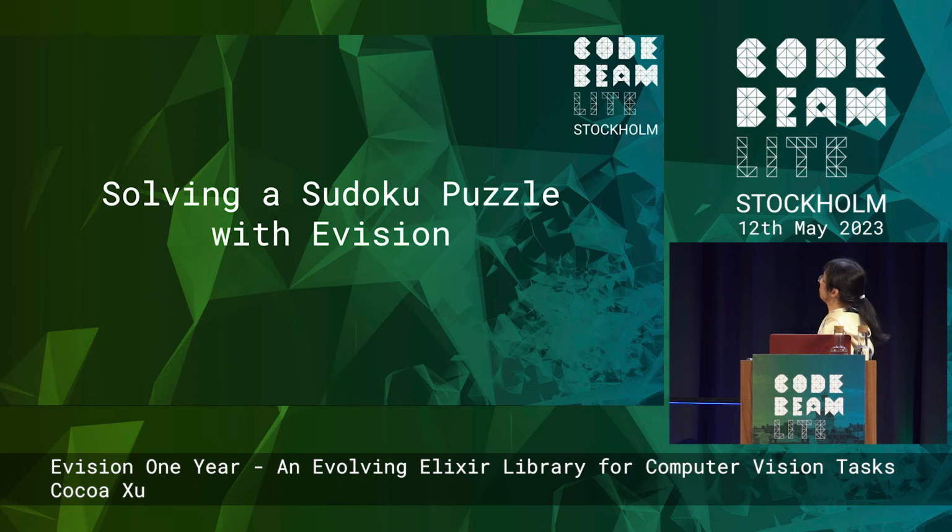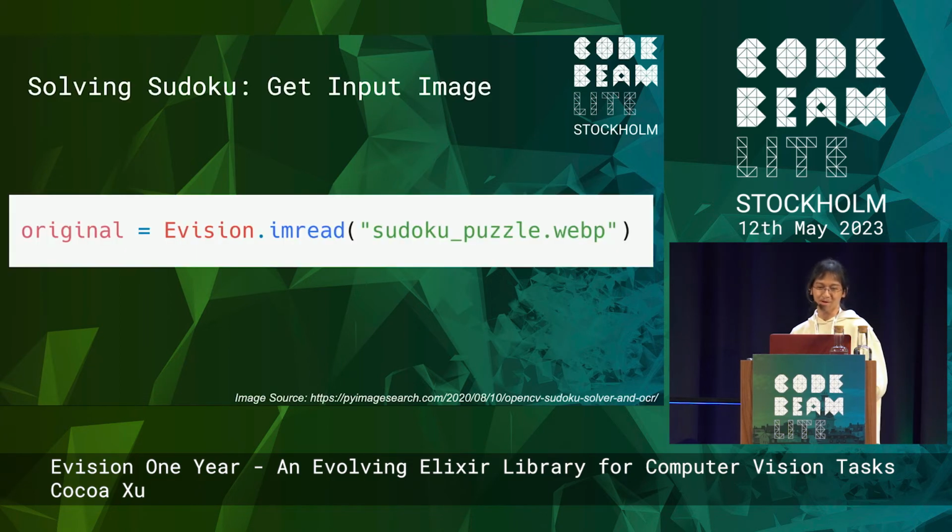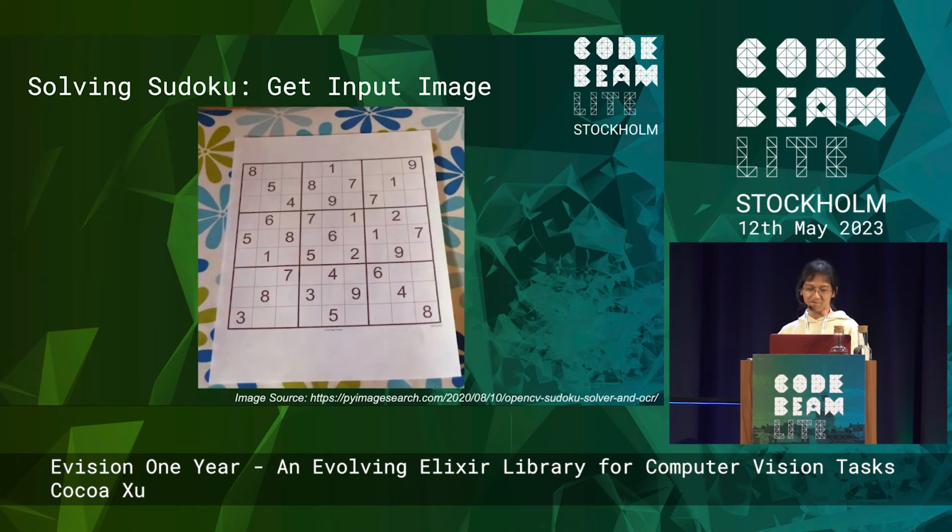So now let's see an interesting example here. At least I hope it's interesting. So this is how we solve a Sudoku puzzle with Evision. So the first thing, we need to get the input image, which you can either take a photo or upload an image. And so here I'm using this one as the example.